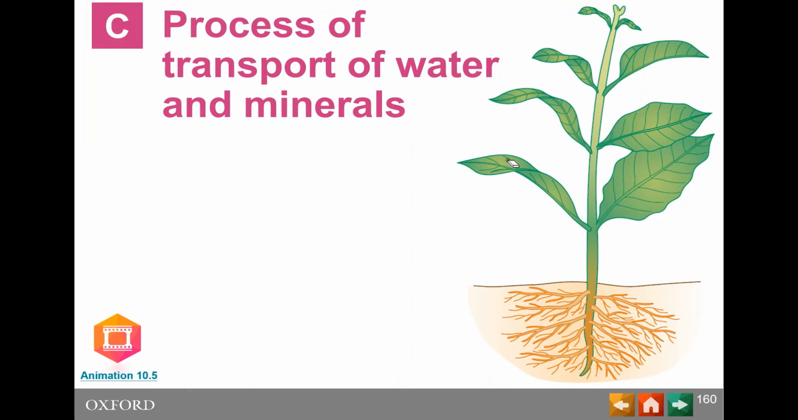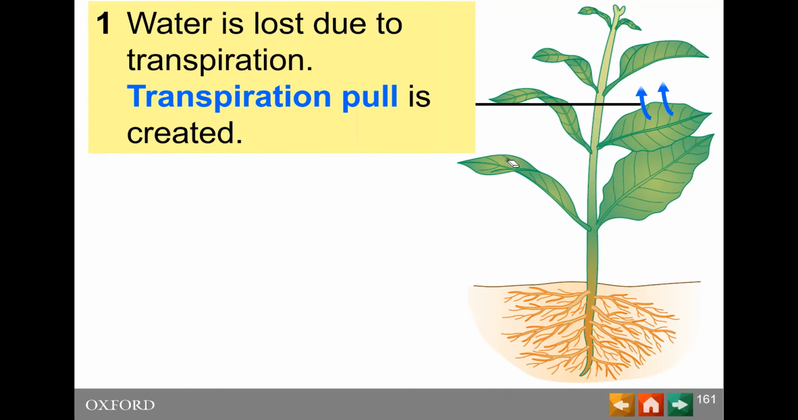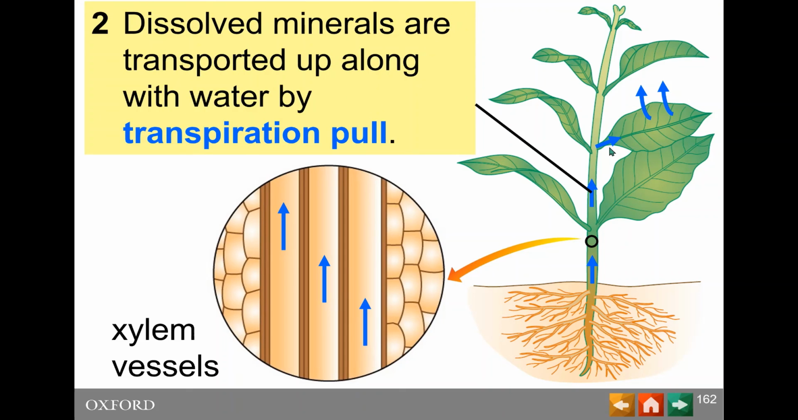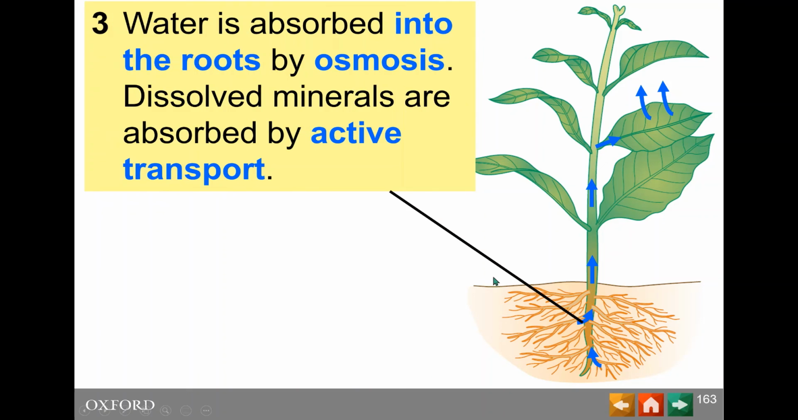Right, a brief revision of how water is transported from roots to the leaf. Everything starts with the water lost due to transpiration at the leaf, and this process creates the transpiration pull. Then with the transpiration pull, water and dissolved minerals can be transported up along the xylem vessels. Finally, water is absorbed into the roots by osmosis, and the minerals are absorbed by active transport. Of course, that depends on the environmental condition. The minerals could also be absorbed by diffusion.